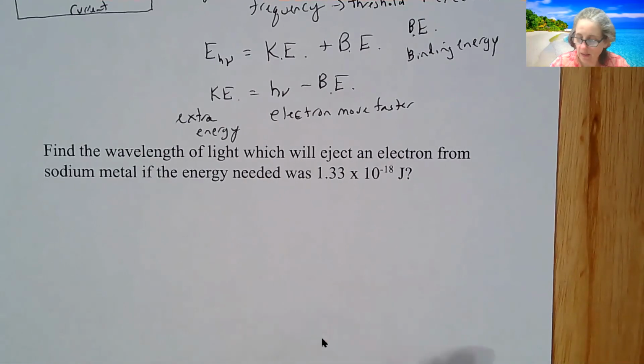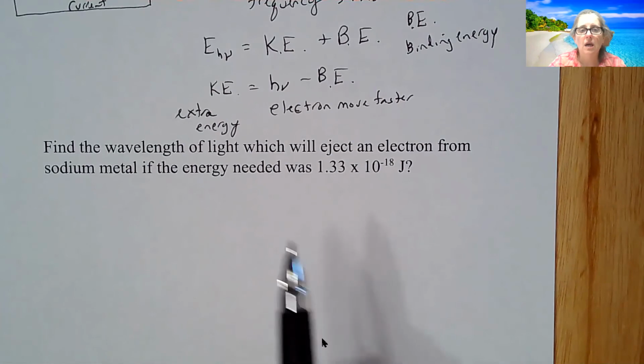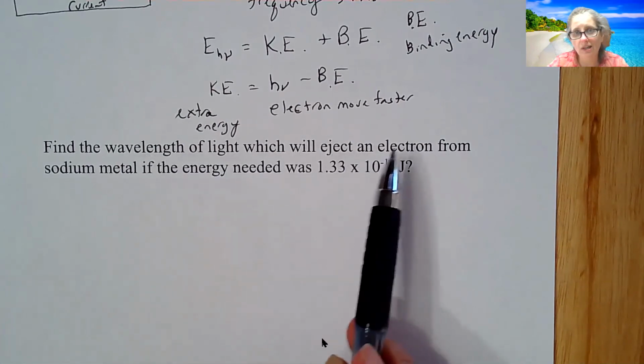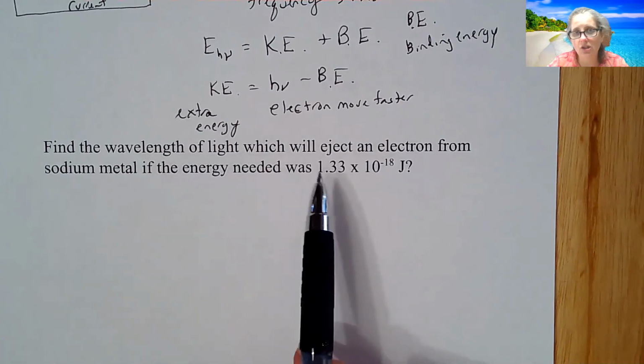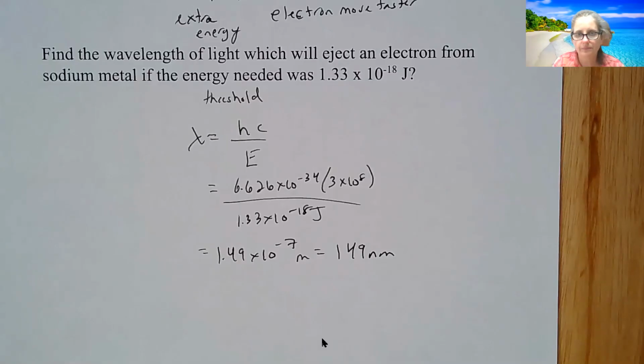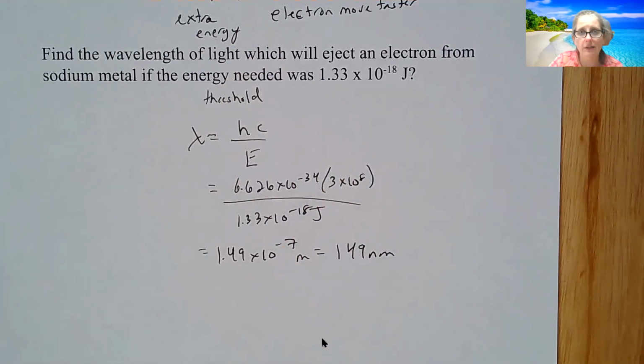So when you're doing calculations with this, this is going to be no different than what we've done before. Find the wavelength of light which will eject an electron from sodium metal if the energy needed was this. That has to be given to you. So I'm going to pause the video and then show you the answer. You should get a wavelength of about 1.49 times 10 to the negative 7th meters, which is about 149 nanometers. Again, this is no different from other calculations we've already done. It's just more specific for the photoelectric effect.